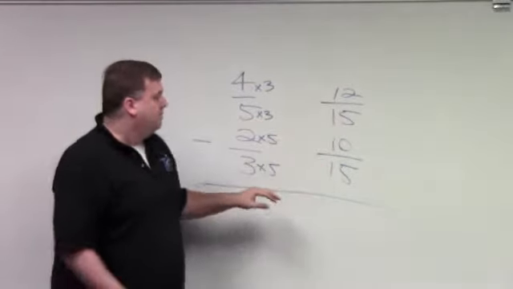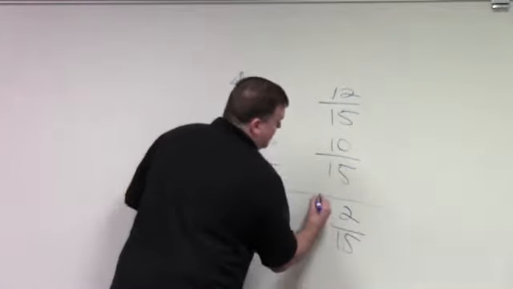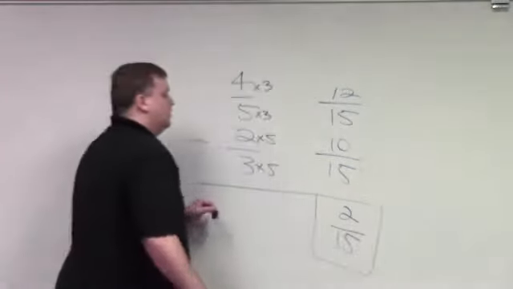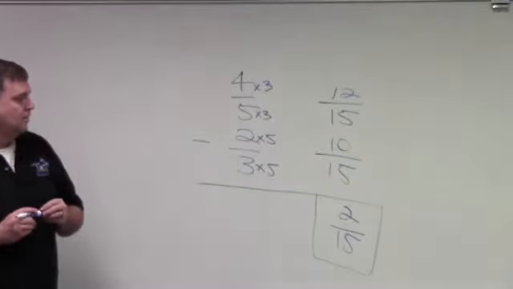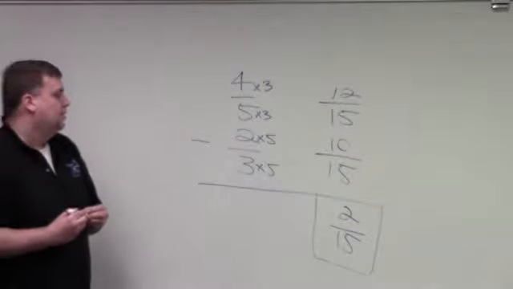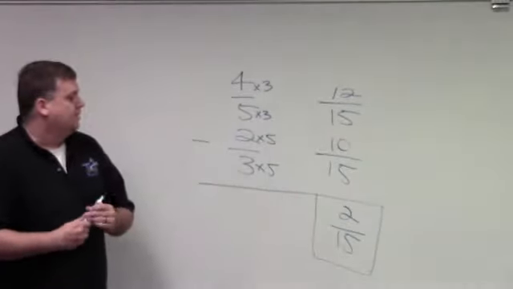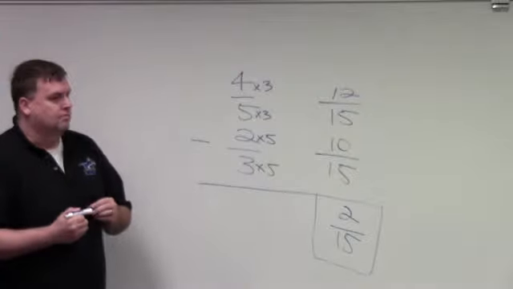12 minus 10 is what? 2. Keep the same denominator. It's proper. We're good to go. Can we reduce that at all? No. There's nothing common between 2 and 15 except 1, so we just leave it like that. Any questions on that one?